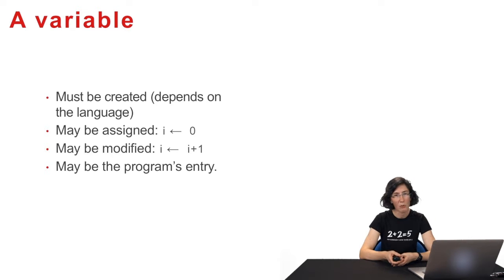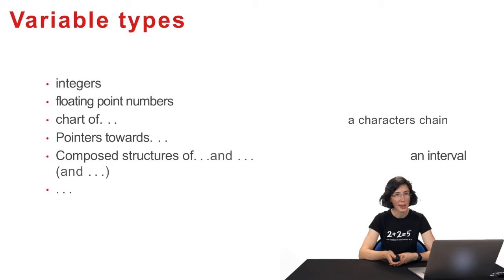A variable can also be the program's entry, which means a function can have a certain number of arguments, which then become variables also. There is a certain number of variable types, which means that when you declare a variable, it is given a type. What kind is it? Is it an integer? Is it a chart? It can be an integer, it can be a floating point number, so a real value. It can be a chart, in that case it must be specified what is in the chart. It can be an integer chart, or a floating point number chart.